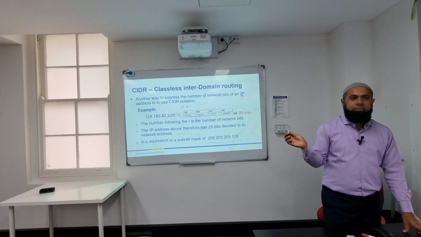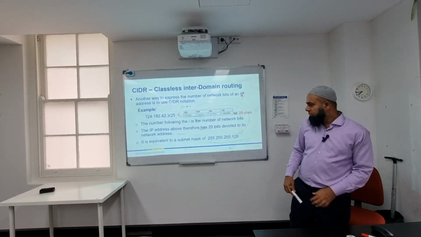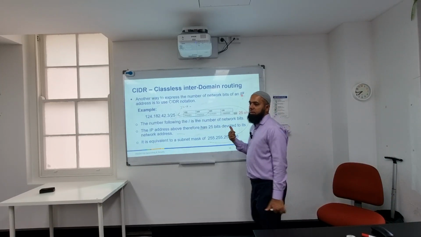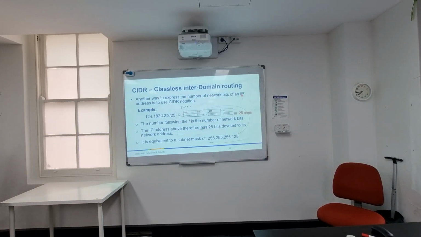So you can see that 25 ones. This is how it makes 25 ones. Please check it again if you have any question. All clear? Permanently clear?